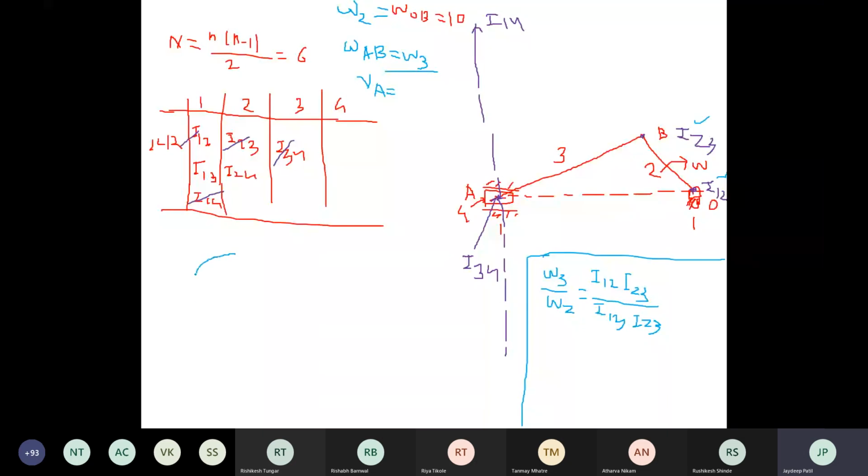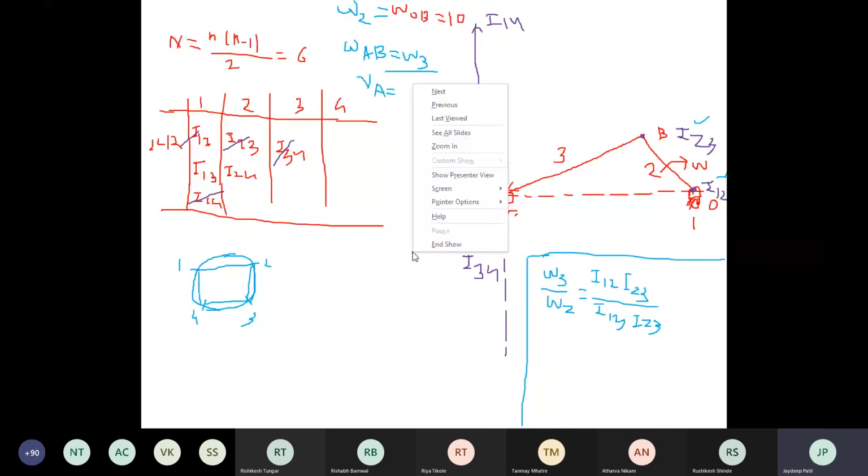We know the Kennedy's theorem. Draw circle of any diameter. Mark the points on that circle. There are 4 links, so you have to mark the 4 points. Then join the points for those ICRs that are known: I12, I23, I34, and I14. Is it right? Then I have to find out the unknown ICR.